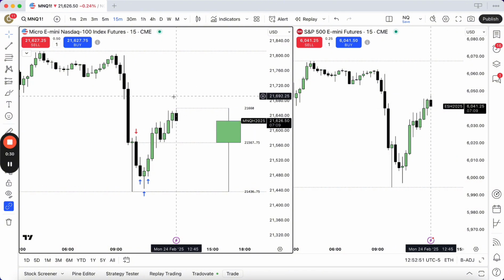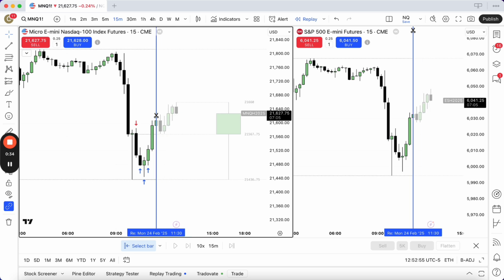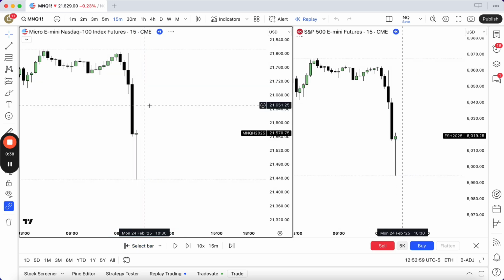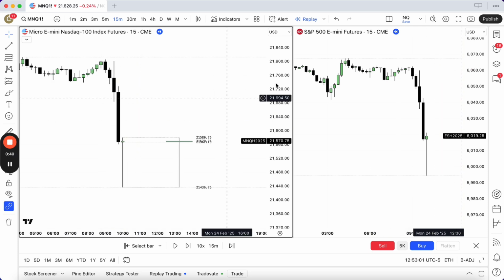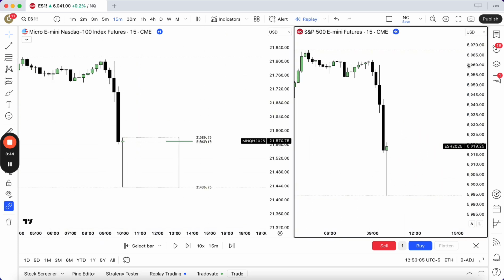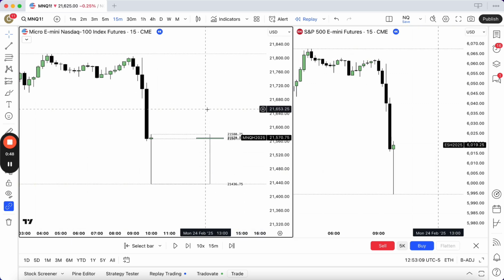So as you can see right here with the replay feature, you can see that I entered on this 10-15 candle. So I'm going to cut that and we're going to go from there. Also, I found out how to use the replay feature for both ES and NQ. So you guys will be able to see all the SMT and everything.